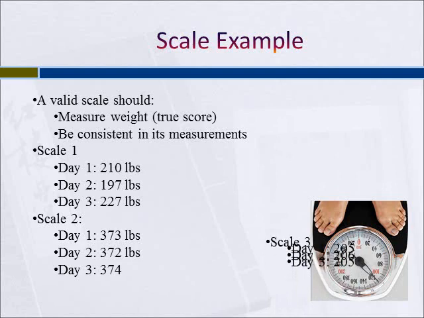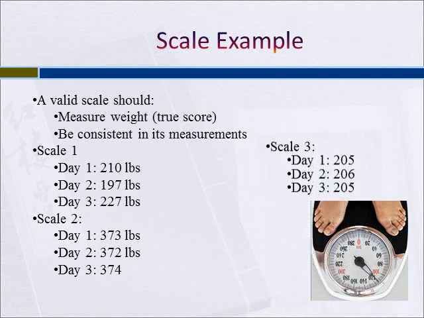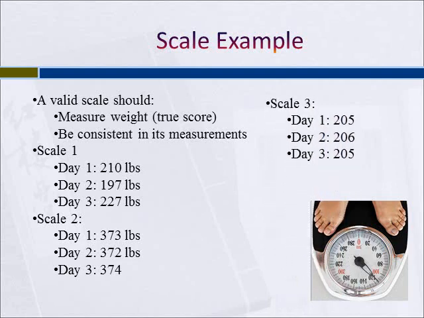So I get another scale, and it takes its time getting up there. The scale at day 1 says I weigh 205, day 2, 206, day 3, 205. All right, that scale is relatively accurate. It's measuring my weight reliably. Okay, it's clustered together across those 3 days, and it's measuring close to what my true weight should actually be.